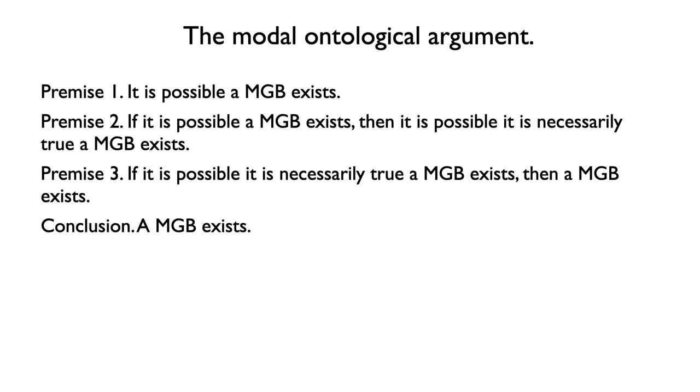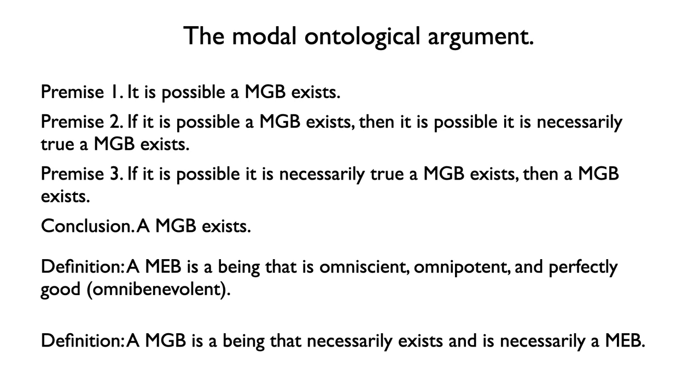Okay, so we defined the term maximally great being in the first video in this series, but let's review that just in case anyone's forgotten or didn't watch the first video. First of all, a maximally excellent being, MEB, is a being that is omniscient, omnipotent, and perfectly good, omnibenevolent. So a maximally great being, MGB, is a being that necessarily exists and is necessarily a maximally excellent being. That's the definition.